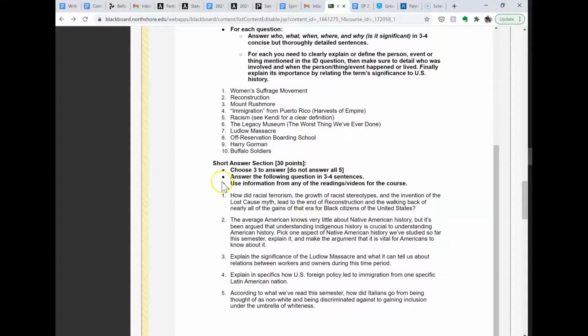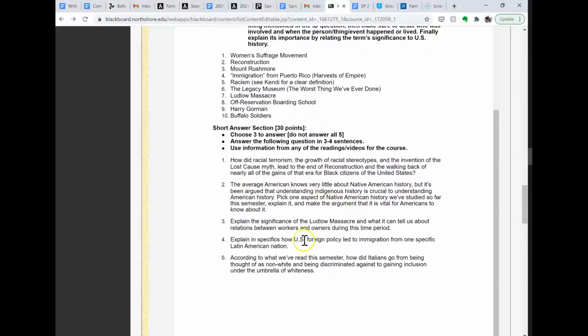Okay, and then for section 2, the short answer section, I've got 5 questions here from things that have been covered in the class, and you just pick 3 of them to answer, and I think you can answer in 3 to 4 sentences. You could write more if you want, but I think 3 to 4 sentences should be enough. And again, you can use anything that has been posted in the course, but just limit it to things we've covered in the course. And so these 5 questions.